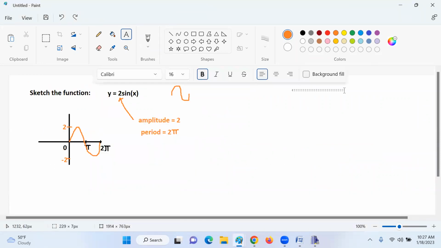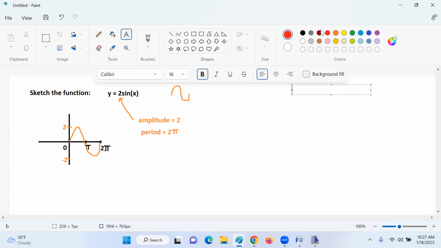So sketch the function. Another example will be y equals 2 sine of, how many x do we think is better? Let's say 4x. So we're changing the period. The period depends on the coefficient that goes with the x. Does that make sense?